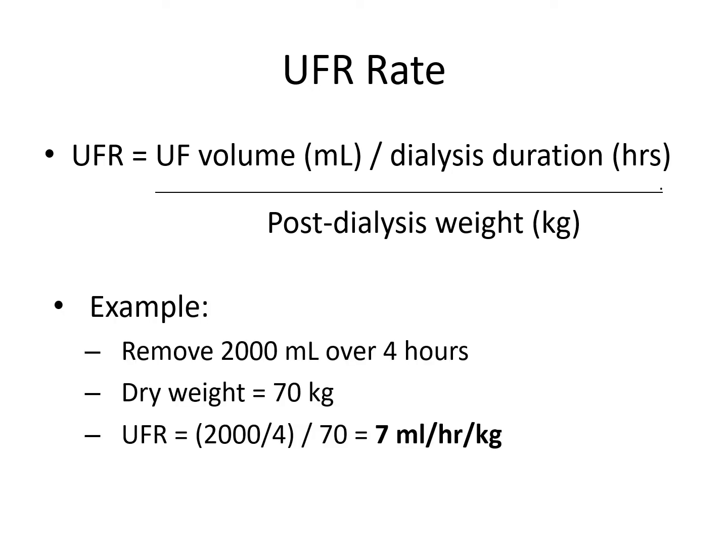The calculation's fairly straightforward. If, for example, we remove 2 liters of fluid over a 4-hour run, the speed of removal, so the ultrafiltration rate, would be 500 milliliters per hour. But if you divide that by the body weight of 70 kilograms, the UF rate normalized to body size becomes 7 milliliters per hour per kilogram of body weight. The goal is to keep this below 13 milliliters per hour per kilogram of body weight.